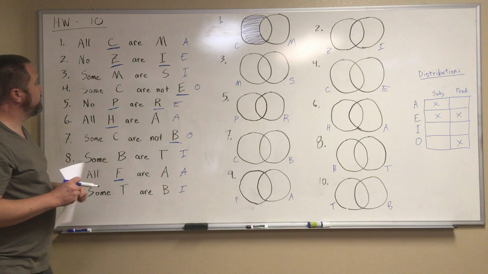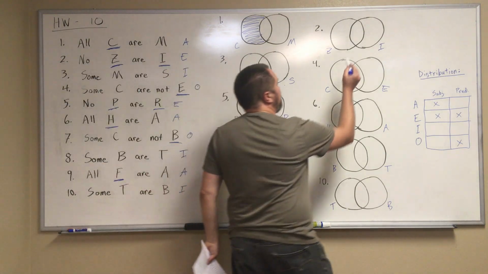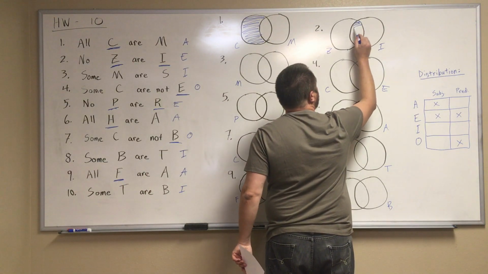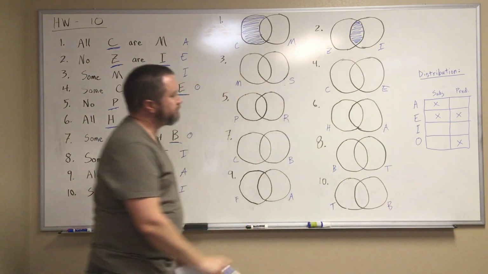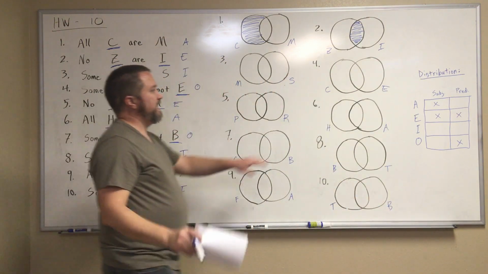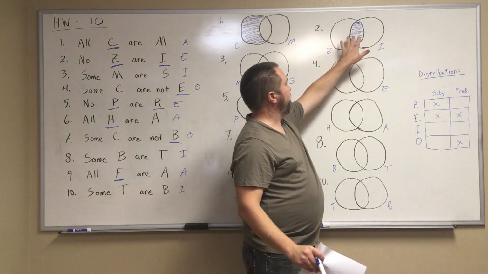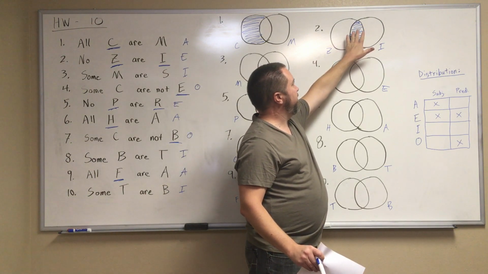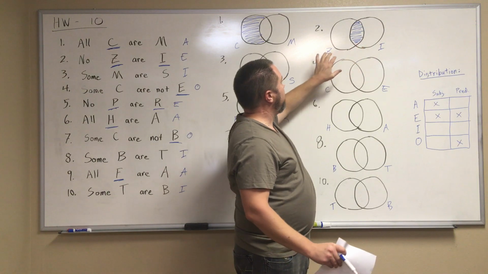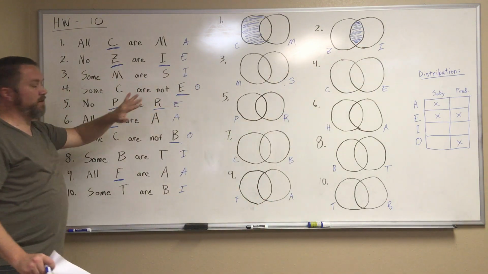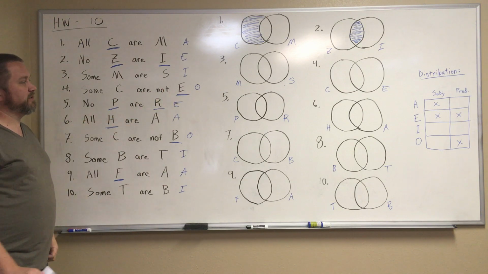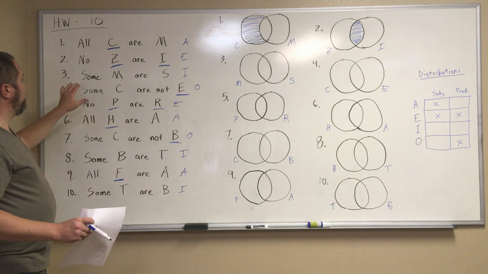Number 2, no Z are I. We're going to eliminate and shade in this middle football-shaped area. So what we're saying is there's no possibility of anything falling into this area where it's both a Z and an I. We're saying no Z are I. They're completely exclusive.